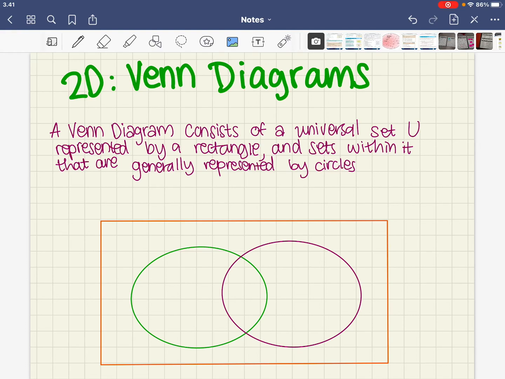Hey, grade 9. So today we'll talk about 2D and 2E. I'm just going to introduce you to the Venn diagrams for now. But for 2E, we have a few vocabulary words.